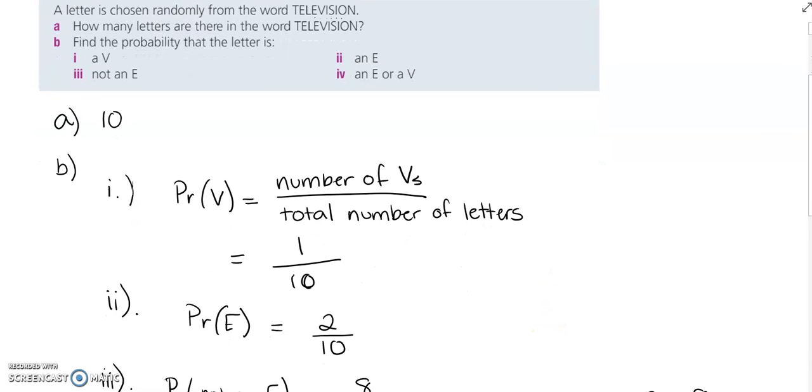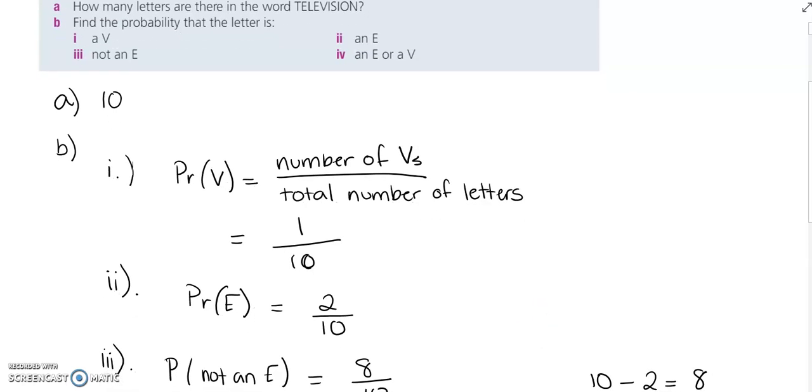Our next bit is find the probability of different letters. My first part is the probability of having a V. The rule for this is I'll have the probability of V, and then the number of V's over the total number of letters. So when I count this up, I have 1 V over 10 letters. The next one is the probability of an E. When I count the E's in television, there are 2 E's over a total of 10 letters. However, I can simplify this fraction. 2 tenths is the same as writing 1/5.